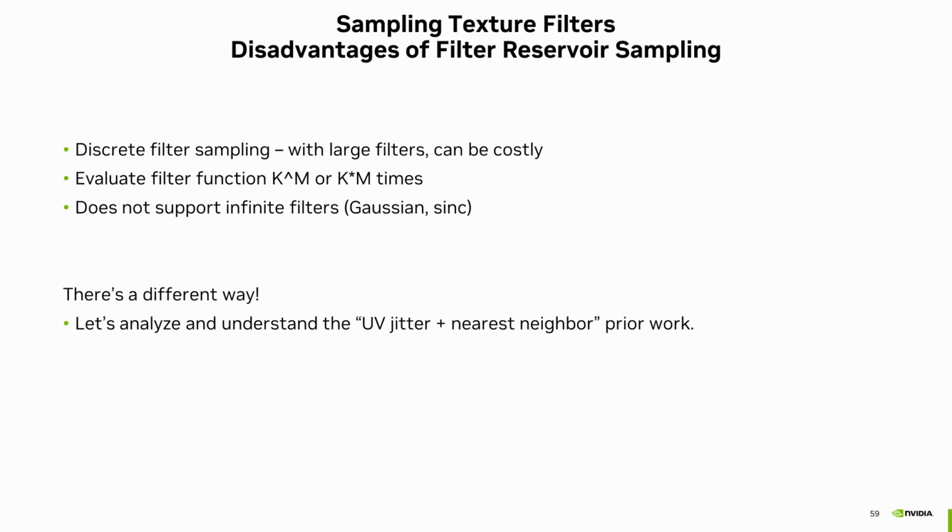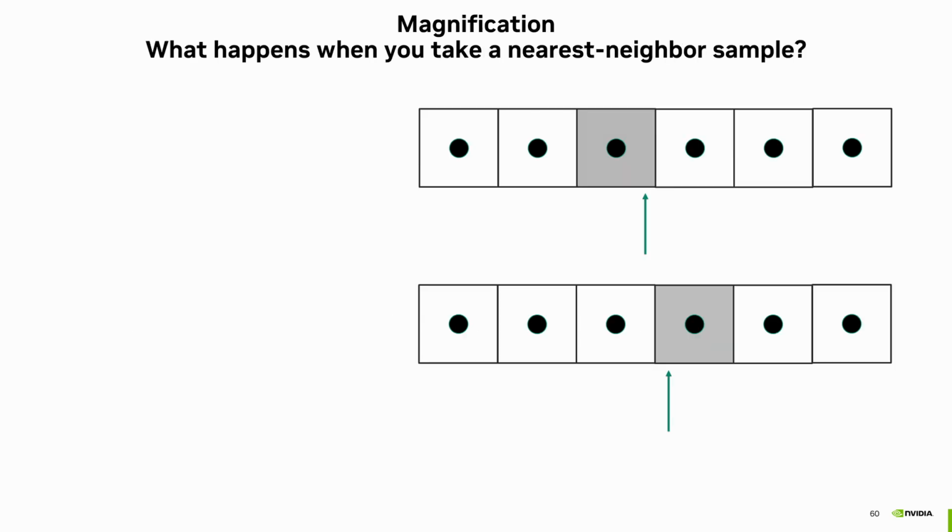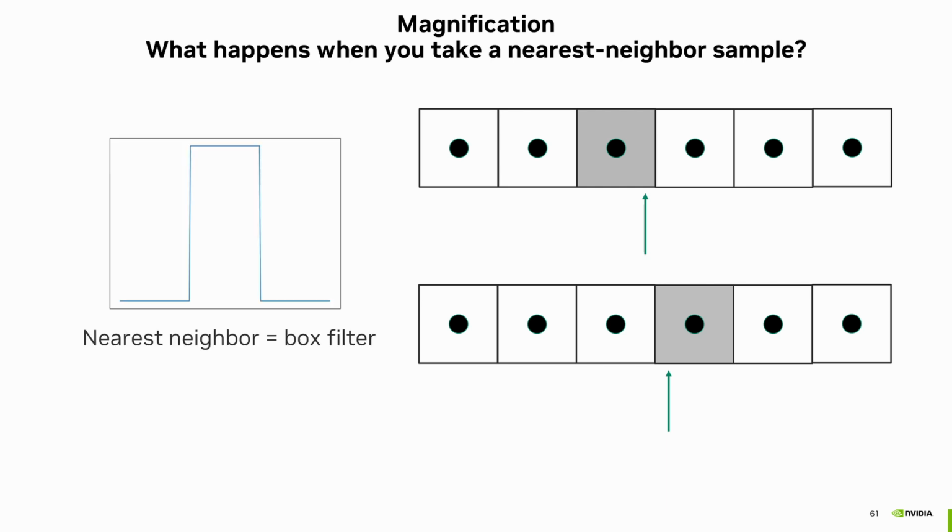Luckily, there is a second different way in practice for many applications, such as our prior work on neural texture compression, UV jittering and nearest neighbor sampling. Let's analyze and understand it in detail. What happens when you take a nearest neighbor sample? This is also a texture filter, a box filter. It is equivalent to convolving those infinitely small Dirac deltas with a box kernel with the width equal to the texel spacing.